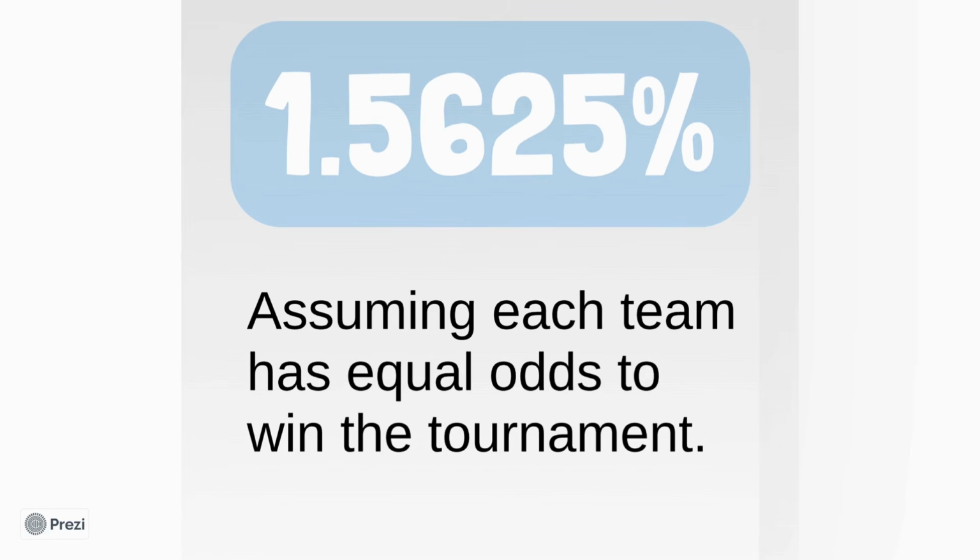If we assume that each team has an equal chance of winning the NCAA tournament, we can find the odds for any team to win the championship by taking that one team and dividing it by the total teams in the tournament, 64. Now, each team does not have a 1.5625% chance to win the championship at the beginning of the tournament because some teams are just better than others, and therefore each team does not have equal odds of winning each game.